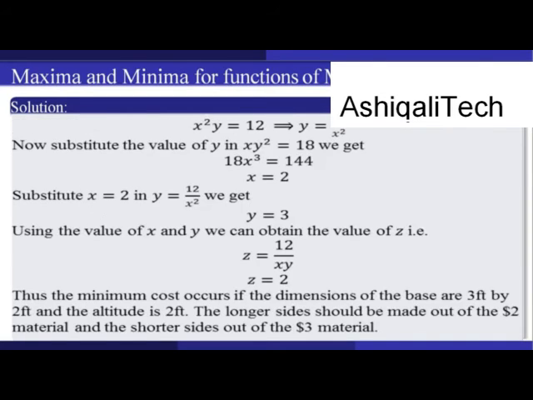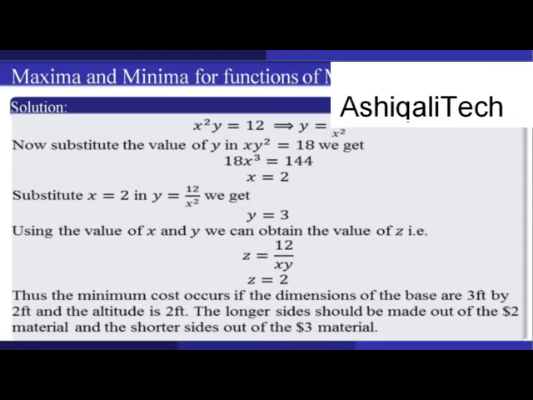Now solving the first equation, x square y is equal to 12 yields that y is equal to 12 over x square. Now substituting the value of y in the second equation, which is xy square is equal to 18, we get 18x cube is equal to 144. That is x is equal to 2. Now we substitute x is equal to 2 in the other equation, that is y is equal to 12 by x square. So we get y is equal to 3.